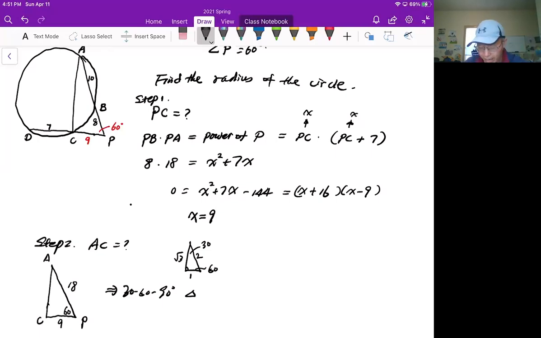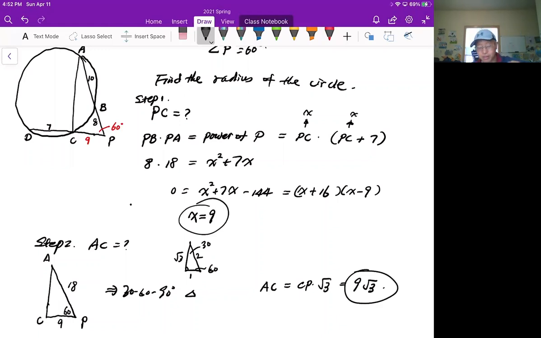And therefore, I can get my AC is the CP times root 3. So I can get 9 times root 3. So I can get this one here. All right, does it make sense? So that's my second step here. Okay, not done yet because I still have to figure out the radius of the circle. Now let's talk about the circle.